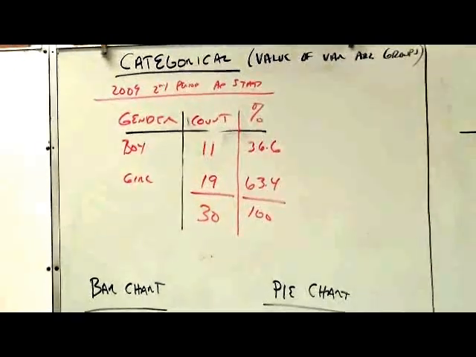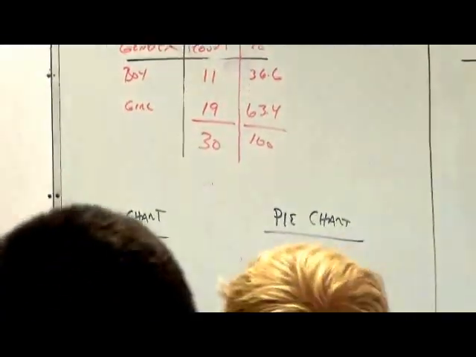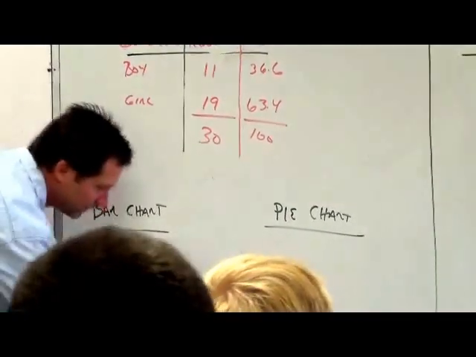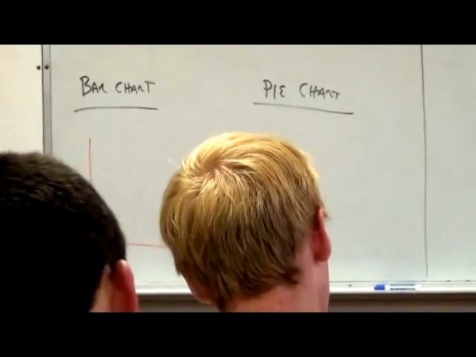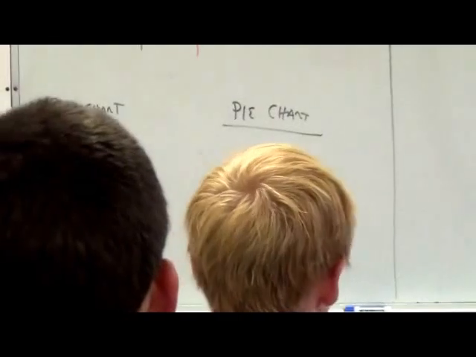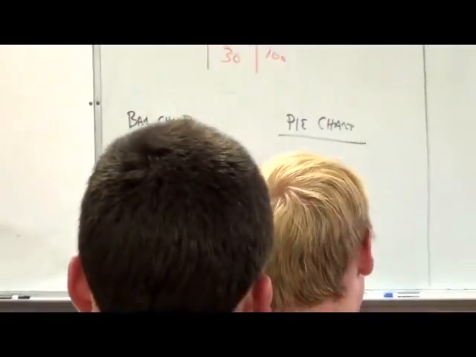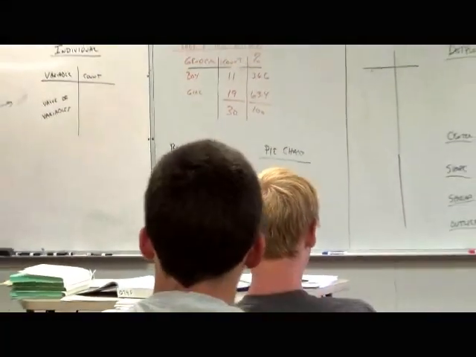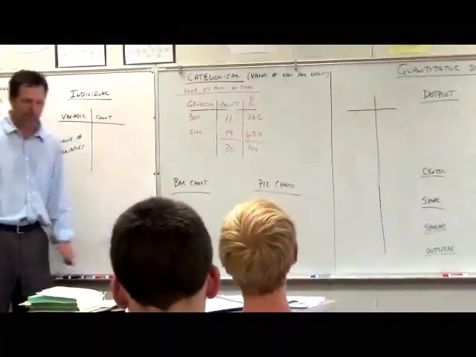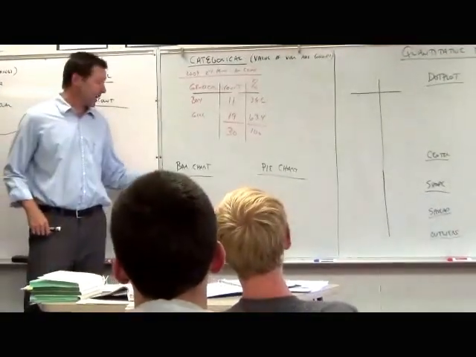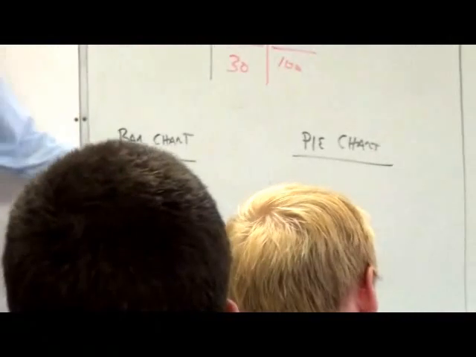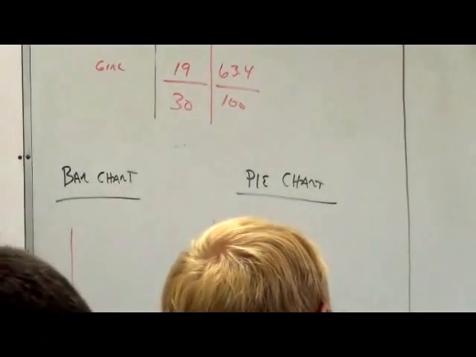So let's go ahead and create a bar chart for this data. All right, so we create our X and Y axis. For an example, get your book and open it to page 9. We're going to be doing a bar chart over the weekend, so look at the one we create, and also look at the book. Right on top, you have to say your individual. And really, we're just creating a picture of this distribution. So 2009, second period, AP stats.